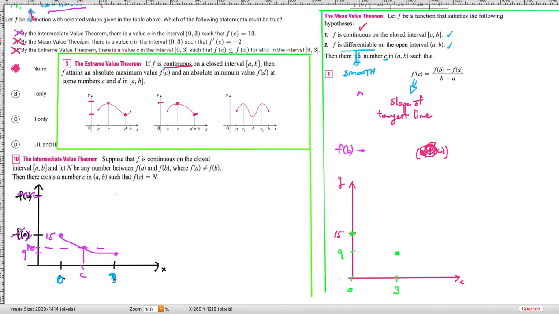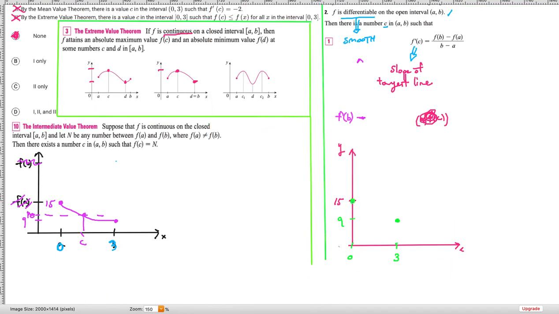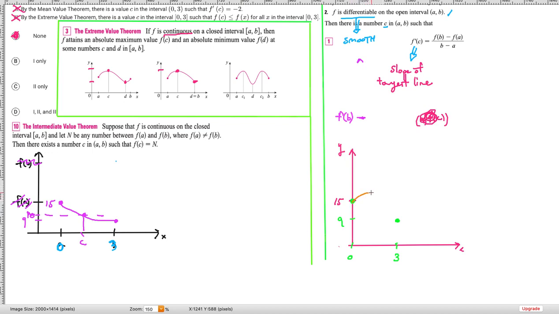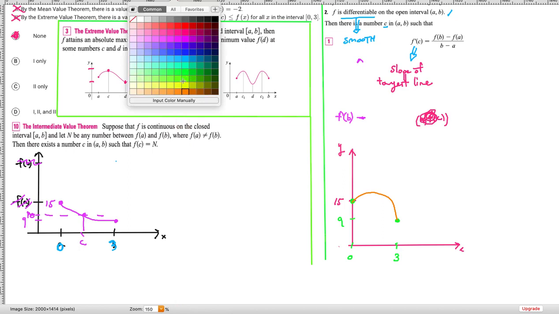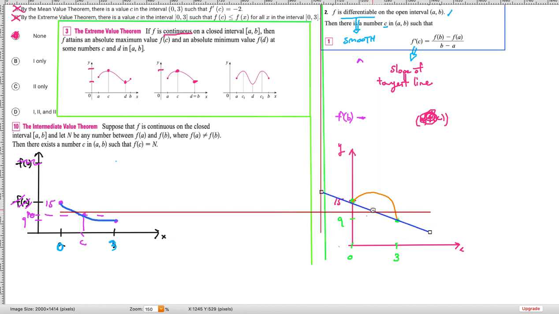And now I'm pretending that it's for sure the case that f is continuous and differentiable. So now I'm going to draw some curve. And that curve just has to be continuous and smooth. Okay, so something like that maybe. Now what the mean value theorem states is that the slope of the secant line joining these two points, let's say this line, this is going to be the secant line.